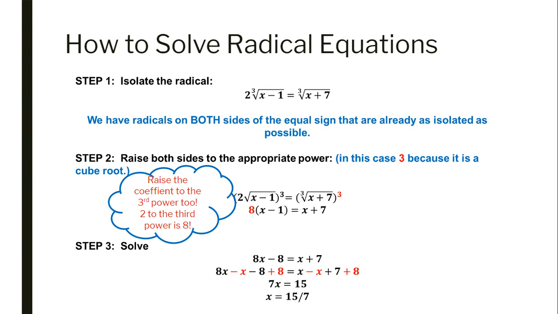Now I'm going to solve for x. To do that, I'm going to distribute the 8. I end up with 8x minus 8. I'm going to subtract x from both sides and add 8 to both sides. That gets me 7x is equal to 15. And my answer is x is equal to 15 over 7.